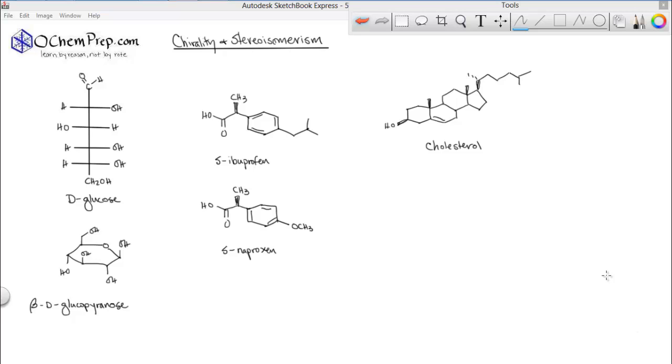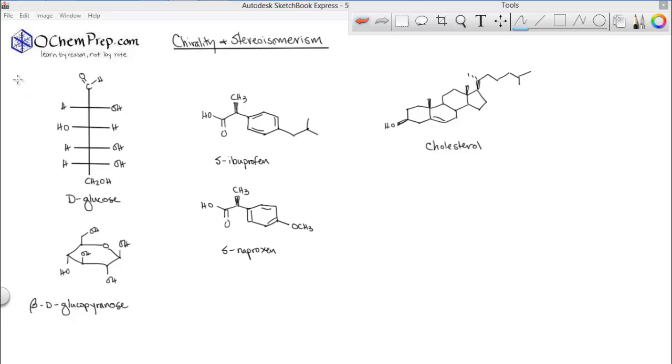One of the really cool things about chirality is how it relates to biochemistry. And so I've drawn a few biochemical compounds that we can look at and understand the chirality. The first one is glucose, D-glucose.